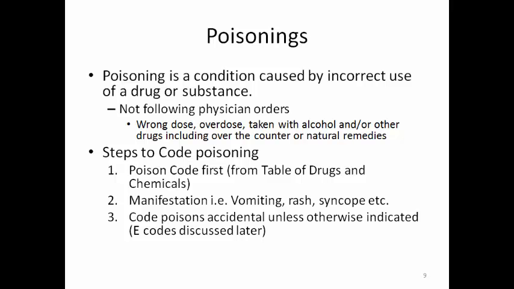The steps to code poisoning: number 1, the poison code goes first, which we will show you an example of later; then the manifestation, such as vomiting, rash, or syncope; and then our third is that we assign our E code for the particular poison, chemical, or drug, and we consider it accidental.